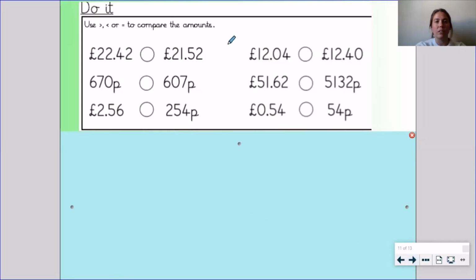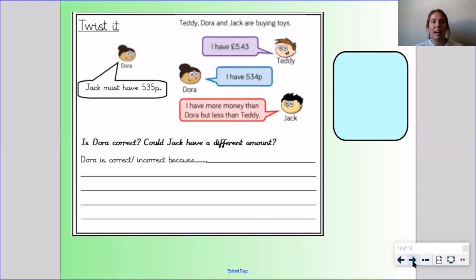So you can see that we've actually got lots of questions there, there's 3 there, and there's 3 here. Okay, and then you'll twist it again. You're looking at Teddy, Dora, and Jack and what they have said, and you need to decide if Dora is correct. Once you've decided, just circle correct or incorrect and then explain your answer.